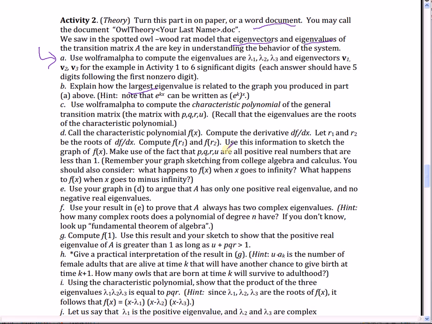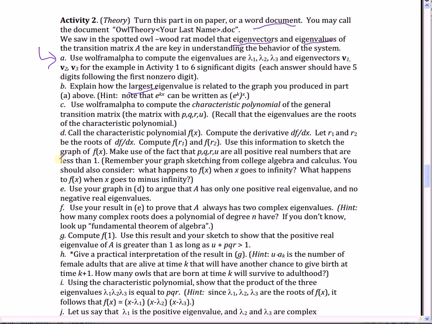You can also use the fact that p, q, r, and u are all positive real numbers that are less than 1. And also you should think about the behavior of f of x when x goes to infinity and when x goes to minus infinity. If you put all these facts together, you can make a very good sketch of the polynomial f of x. I don't think Wolfram Alpha is going to help you here. This one you're going to have to figure out on your own.